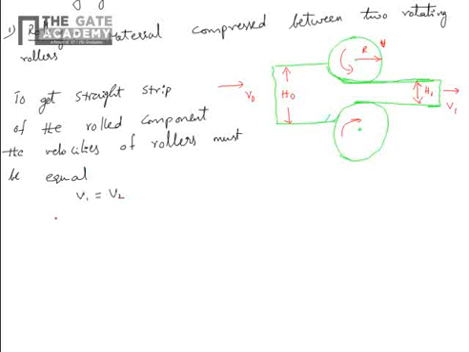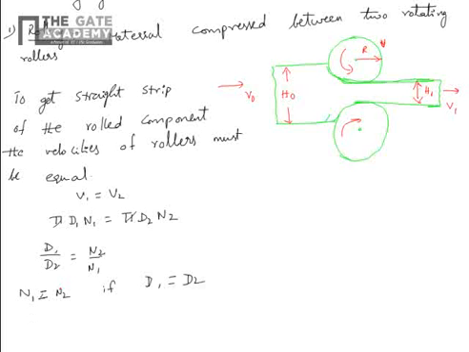V1 equals V2. We know that velocity equals pi d n, and the diameters have to be the same. So this equation is to show that the diameters of the rollers have to be the same, such that the speeds will be constant. d1 by d2 equals n2 by n1. n1 equals n2 if d1 equals d2. So always in rolling, the diameters have to be equal.